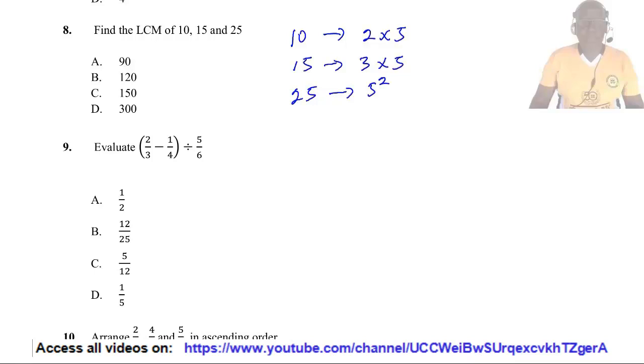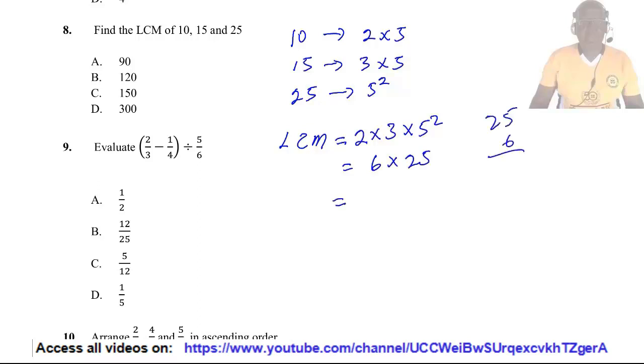5 squared. Now for the LCM, we shall consider the individual prime factors. For the prime factor 2, the highest power among the 3 numbers is 2. For the prime factor 3, the highest power among the 3 numbers is 3. And for 5, it is 5 squared. So this is 6 times 25, which equals 150. So, the answer is C.